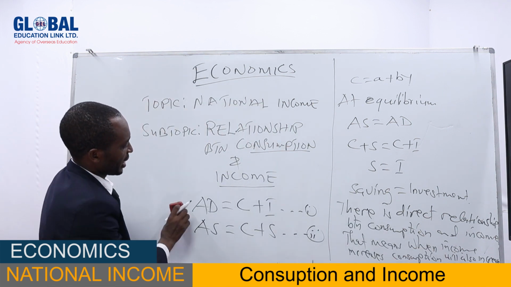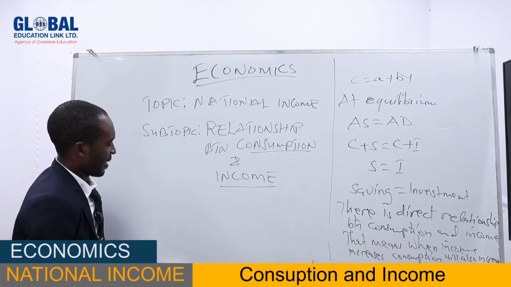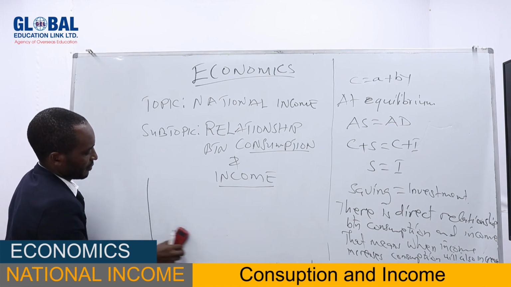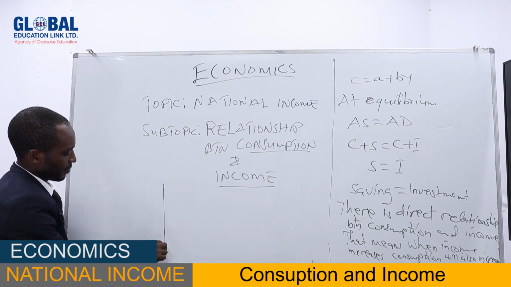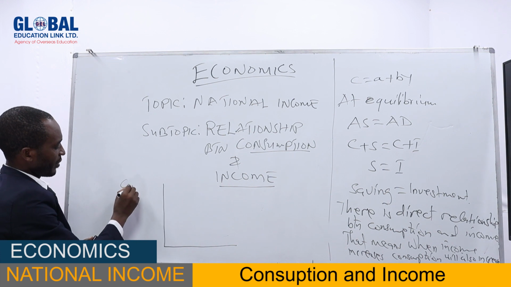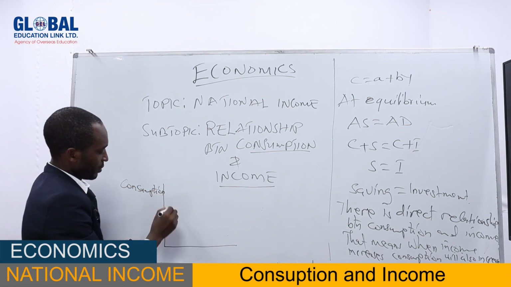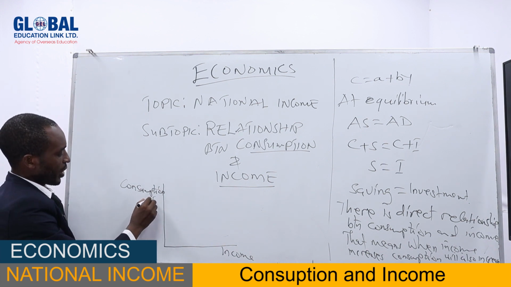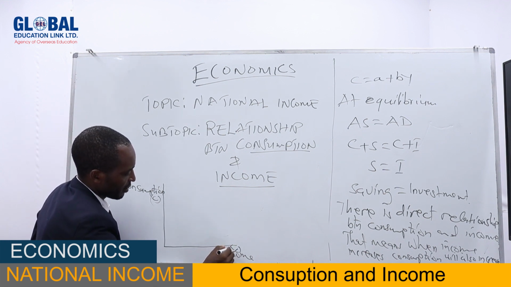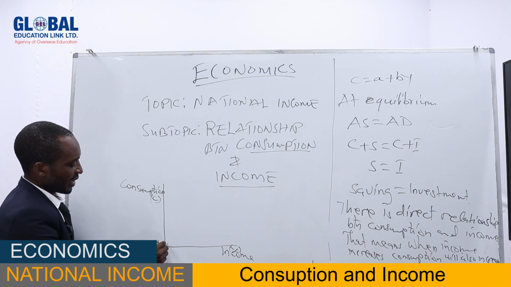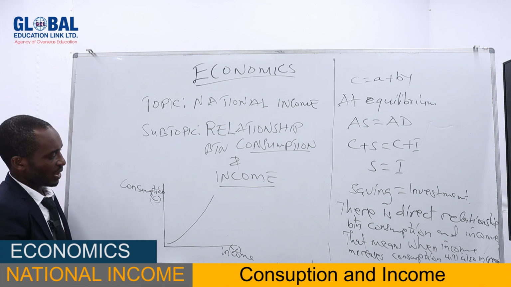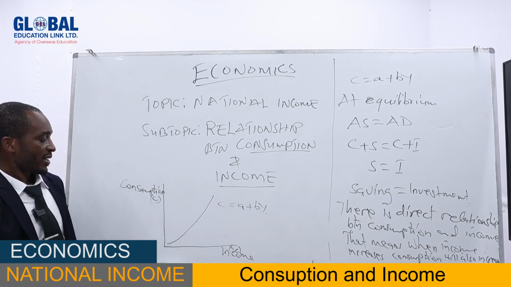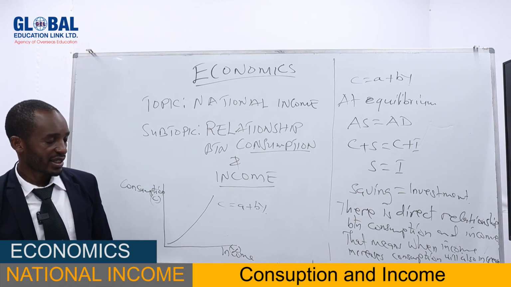Graphically, we can show the relationship between consumption and income as follows. Here is the consumption level, and here is income. This shows that when C and Y are directly related, the graph will be positive. So this graph shows the positive relationship, that is C equals A plus BY. So our graph will look like this one.